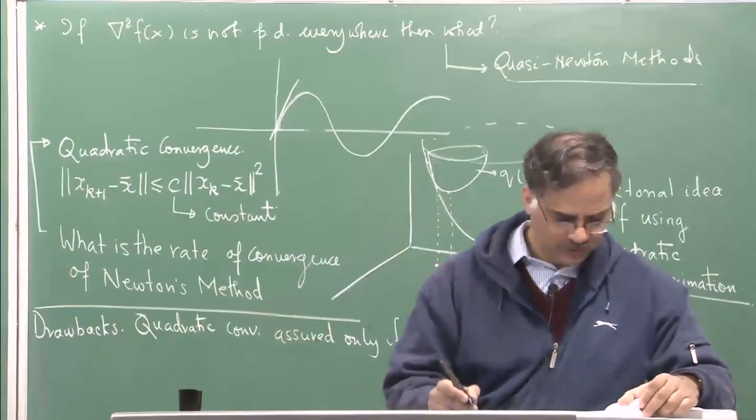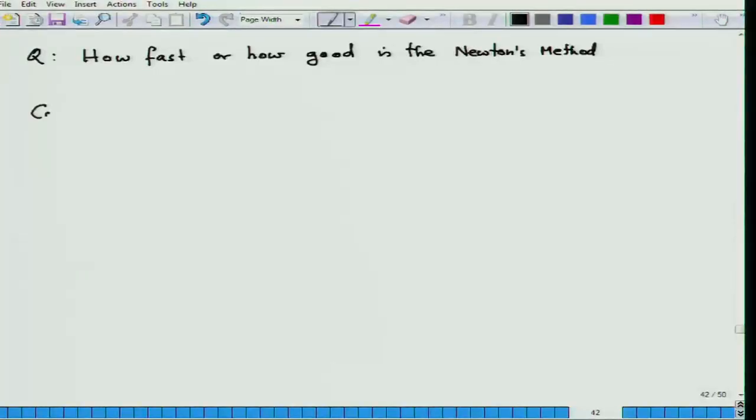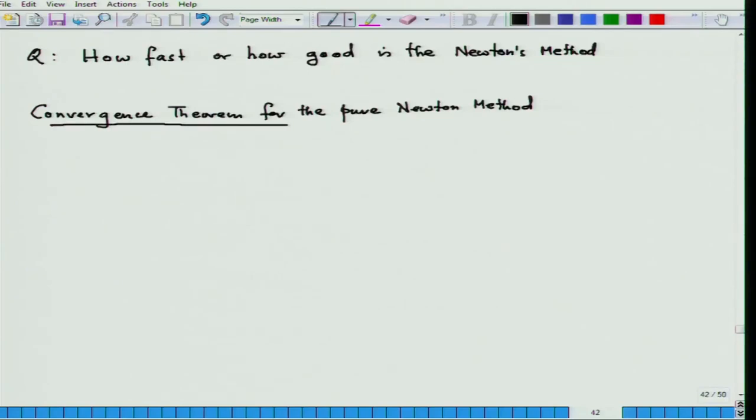So, this is a convergence theorem for the pure Newton method. Now, let us write down the result, the theorem. So, let f be a twice continuously differentiable function.